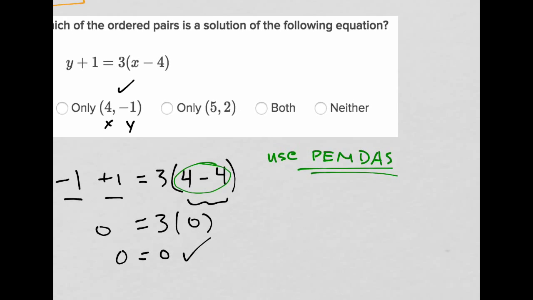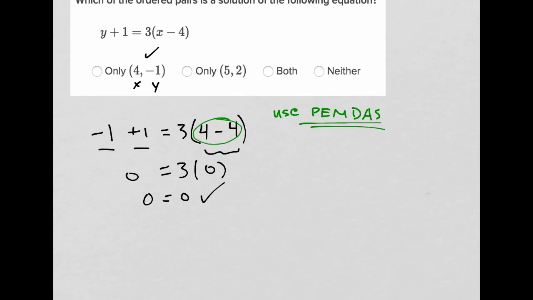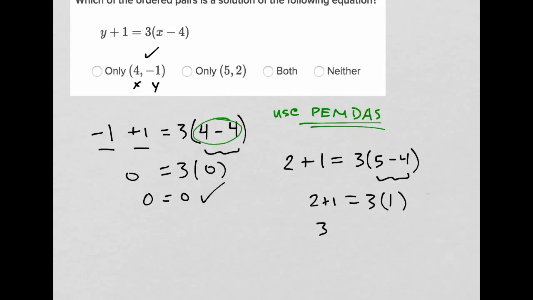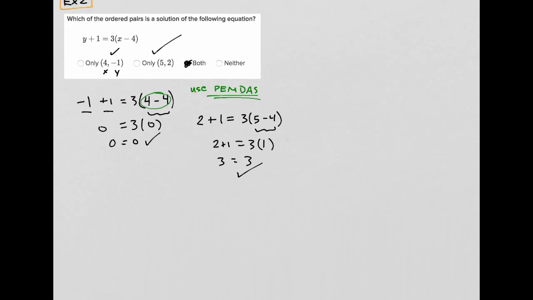What about 5, comma 2? Let's plug that in. If you could do this in your head, I don't mind. 2 plus 1 equals 3 times 5 minus 4. 5 minus 4 is 1. 3 times 1 is 3. That also works. So the answer is both of them. You do have to check both. There you go.